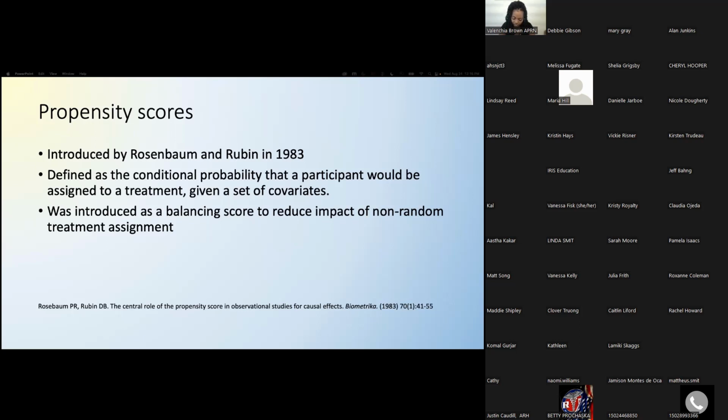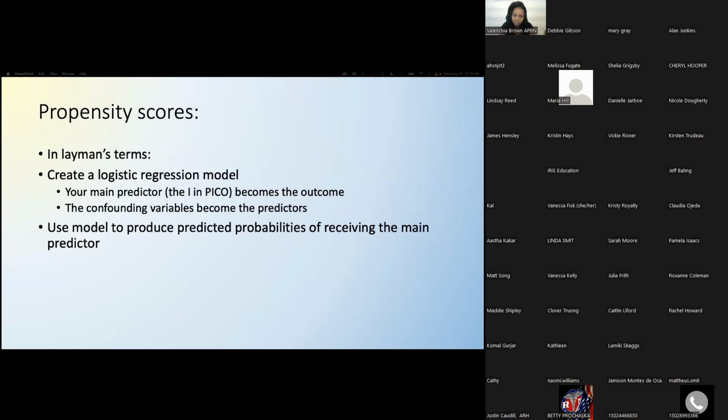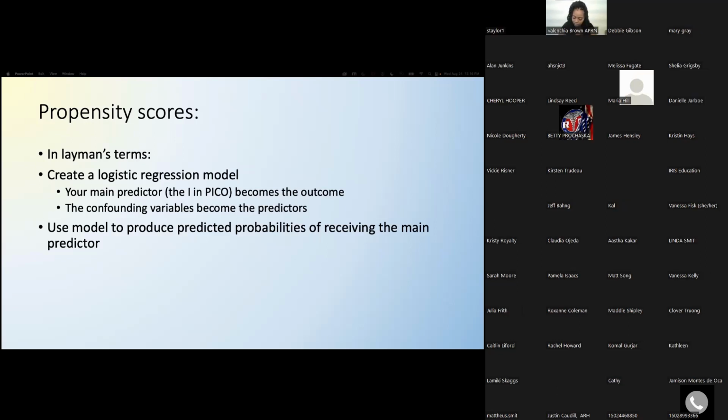So in layman's terms, and this is still maybe a little bit high level, what you're going to do to create a propensity score is create a logistic regression model. I'm not going to put in any formulas here because I don't expect you all to try and do this on your own. The purpose is just to describe a little bit how we are getting a propensity score. Your main predictor is going to become the outcome of this model.